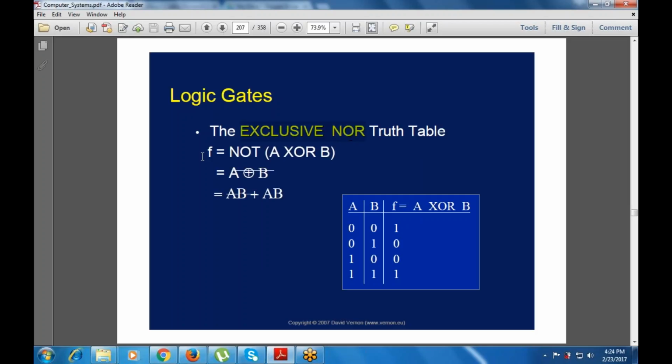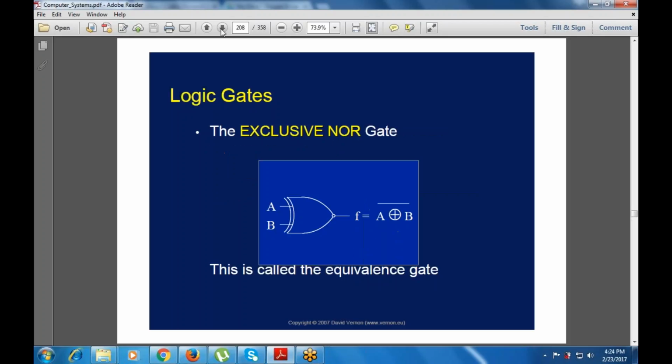Now this exclusive NOR gate truth table is the NOT of A XOR B. This is A XNOR B, AB plus A dash B dash. Now this is the exclusive NOR gate. This is also known as the equivalence gate.